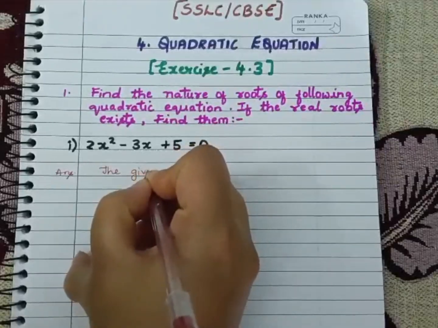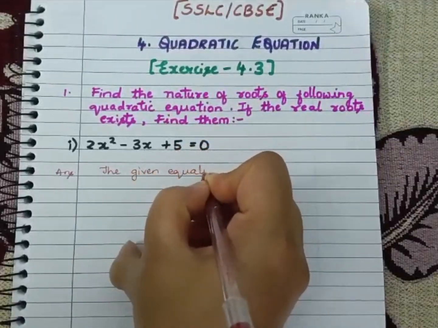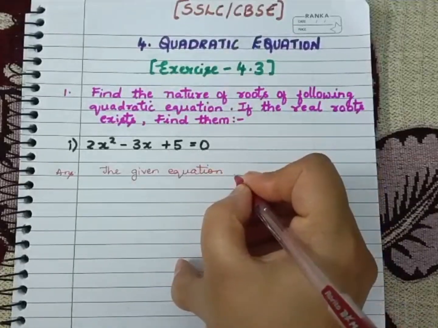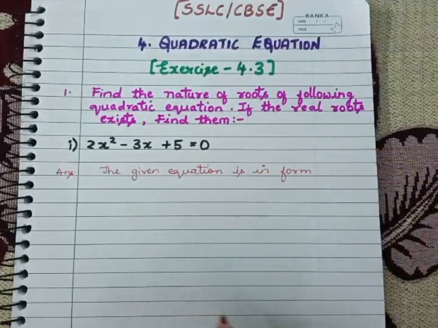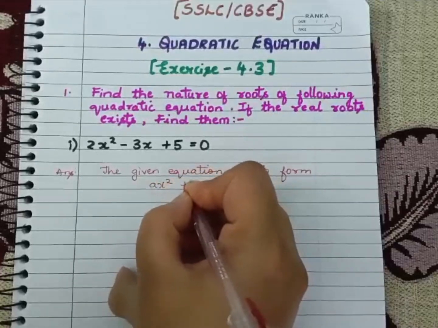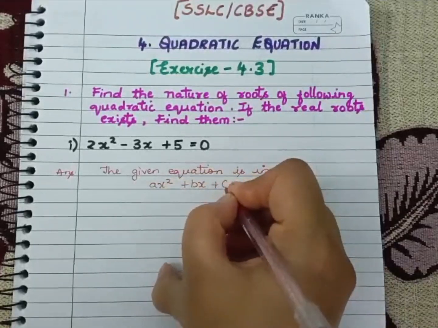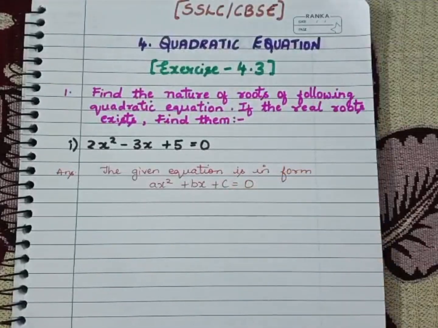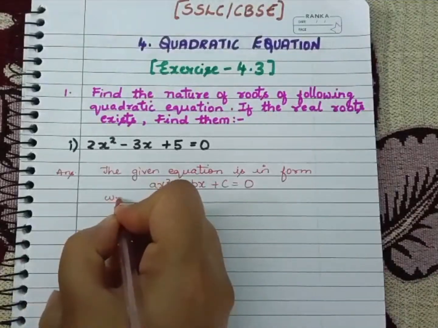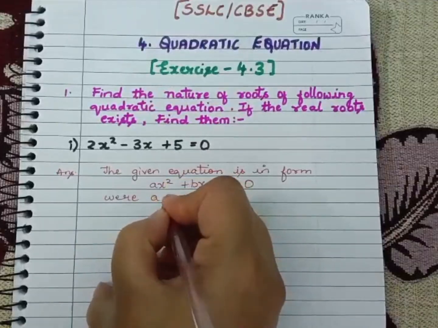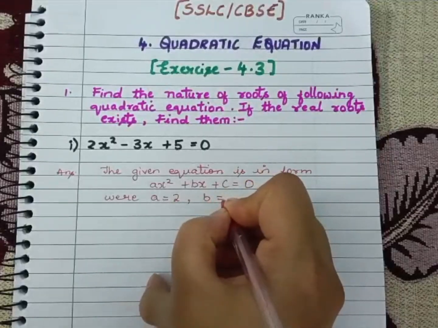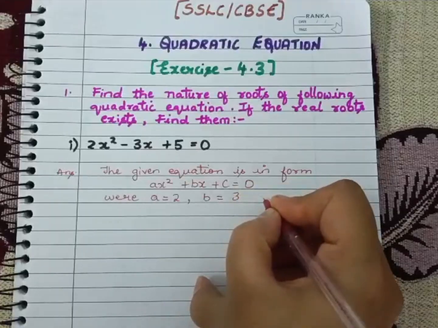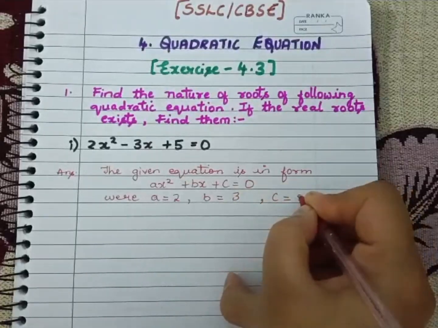the given equation is in the form ax square plus bx plus c is equal to 0, where a is equal to 2, b is equal to 3, c is equal to 5.